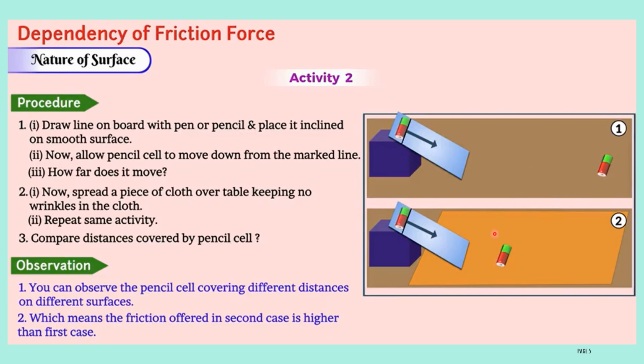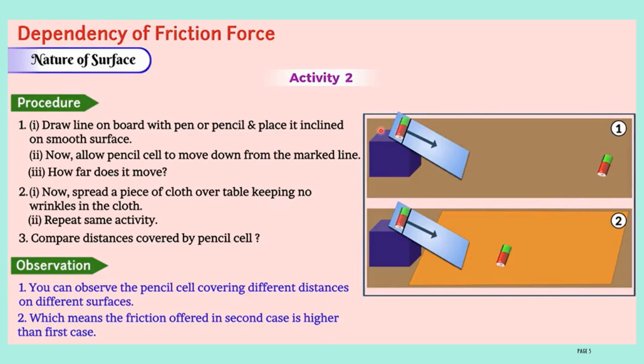You can see the difference, which means the friction offered in the second case is higher than in the first case. From this you can conclude that friction offered in the second case is higher than the first case. The first case you consider as a smooth surface, therefore on the smooth surface the friction will be less. In the second case the cloth is offering more friction, therefore the frictional force will be more. From this you can conclude friction depends upon the nature of surface.